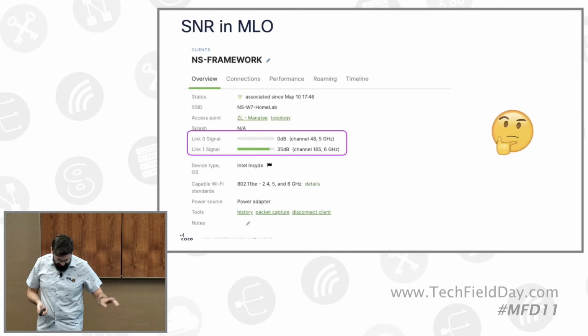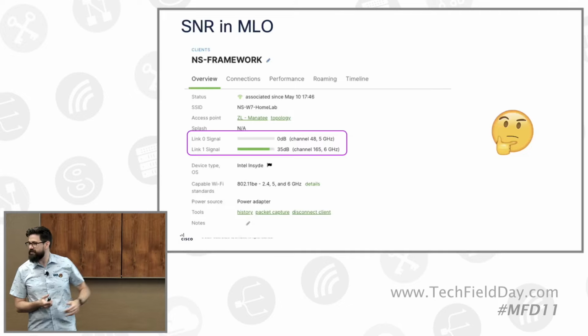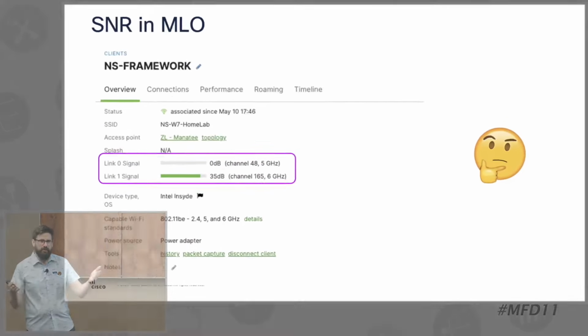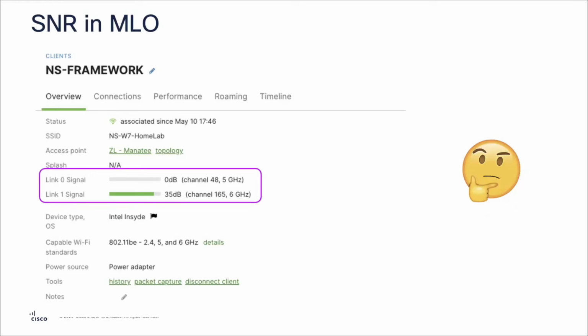So this is what I saw the other day when I was labbing with Wi-Fi 7. And yes, this is Meraki dashboard, you know, MLO. You have multiple links. And I was like, why is there an SNR value of 0? Not being used. Now, I was like, this is surely a bug. Then I started looking at drivers, and then it dawned on me.